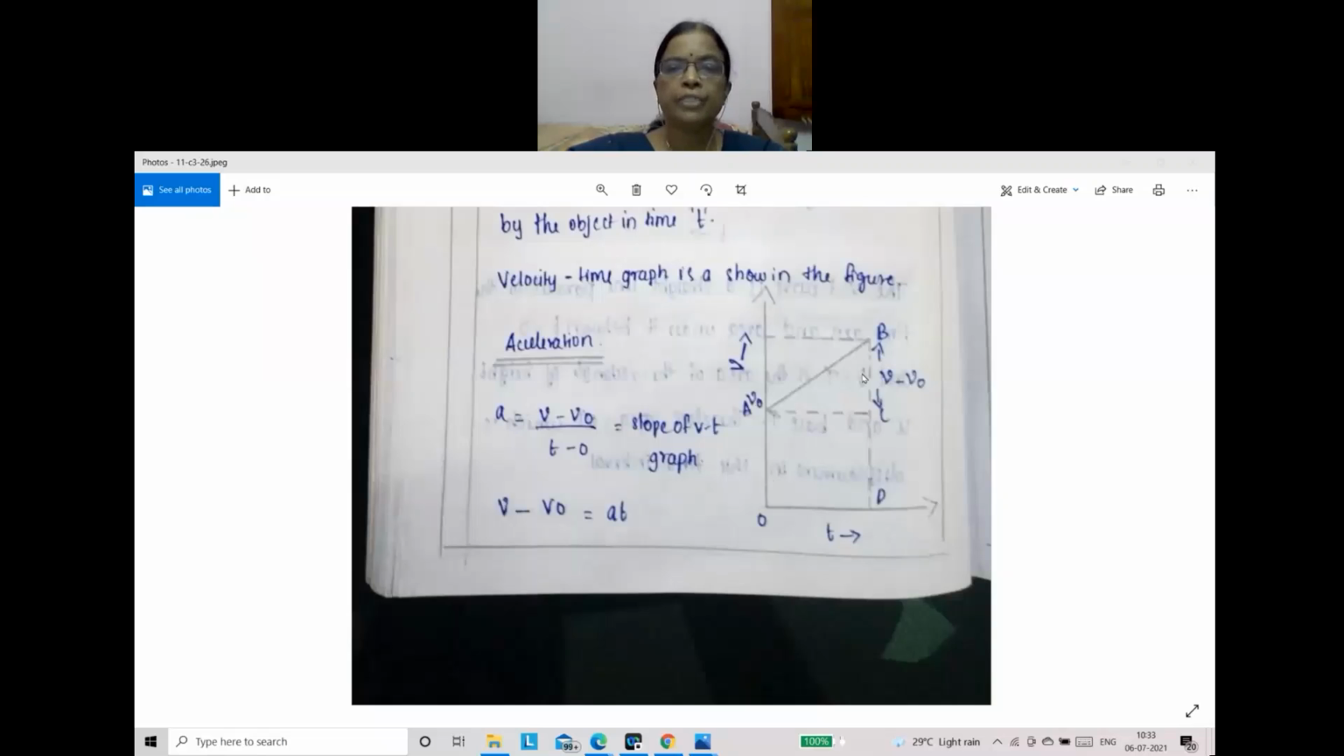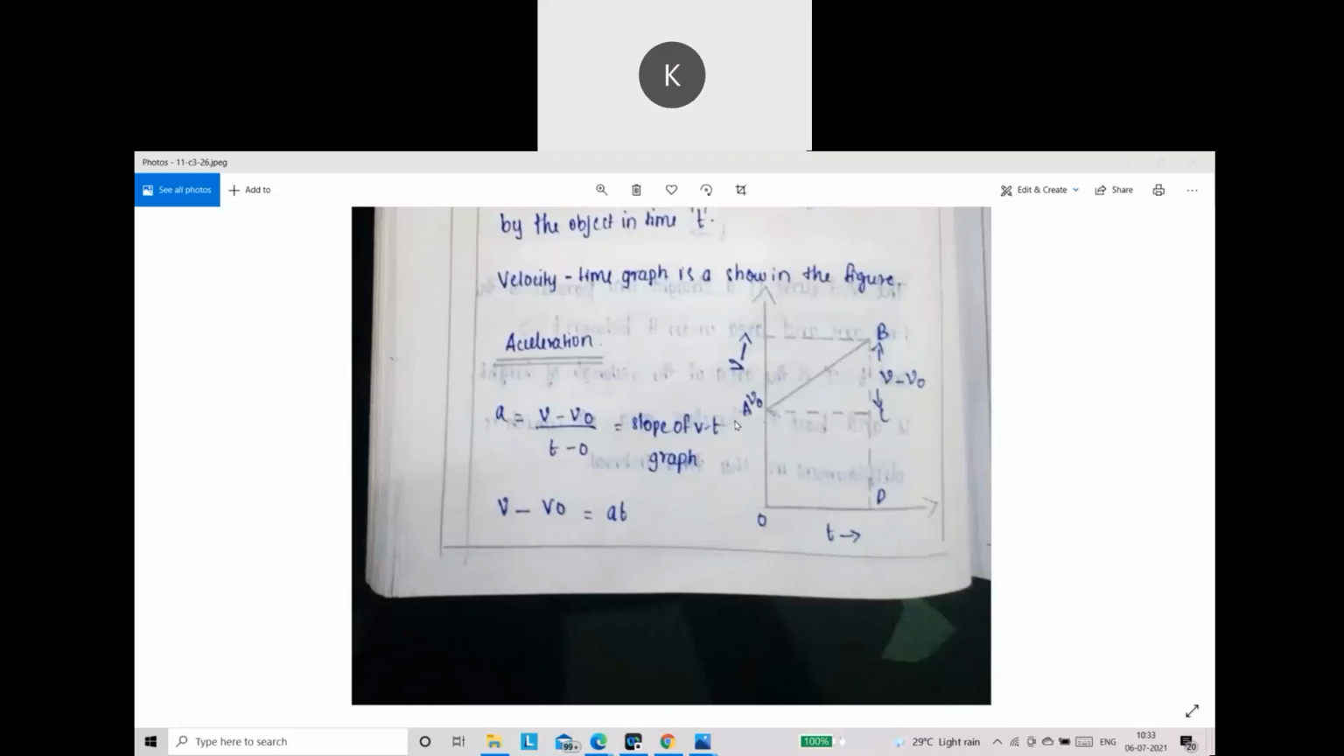Area of the triangle, how will you find? Base is this difference, AC. AC means time interval, t minus 0. This is t minus 0. And height is v minus v0. So half into t minus 0 into v minus v0, half base into height. That will give the area of the triangle.